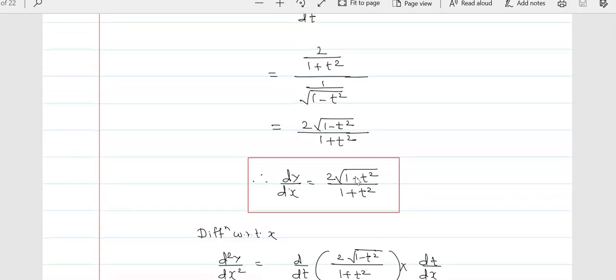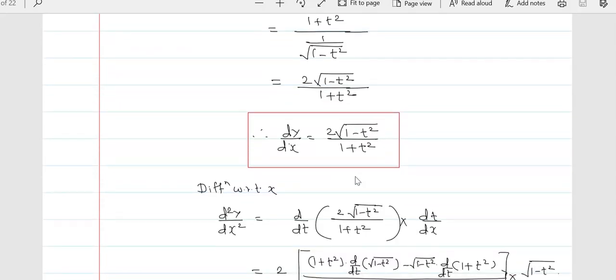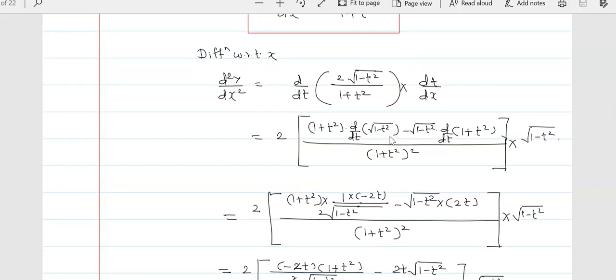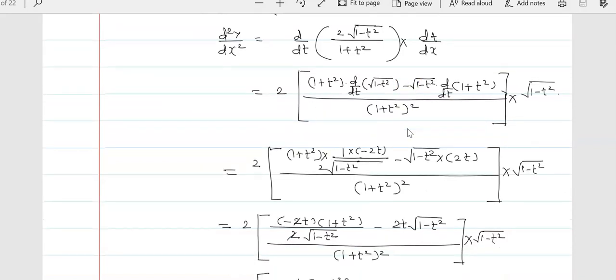This is dy by dx. Now again differentiate this with respect to x, and this is a chain rule: d by dt of this quantity into dt upon dx. This is the important concept, and in this type of example we apply the chain rule.